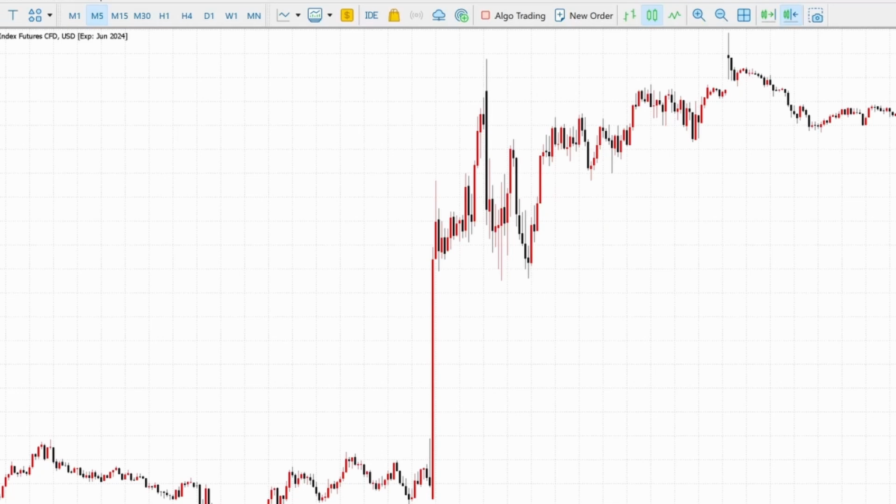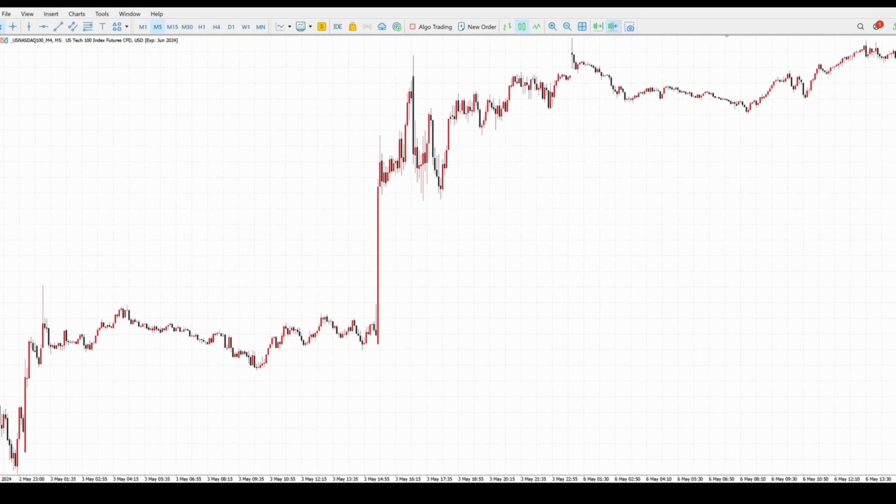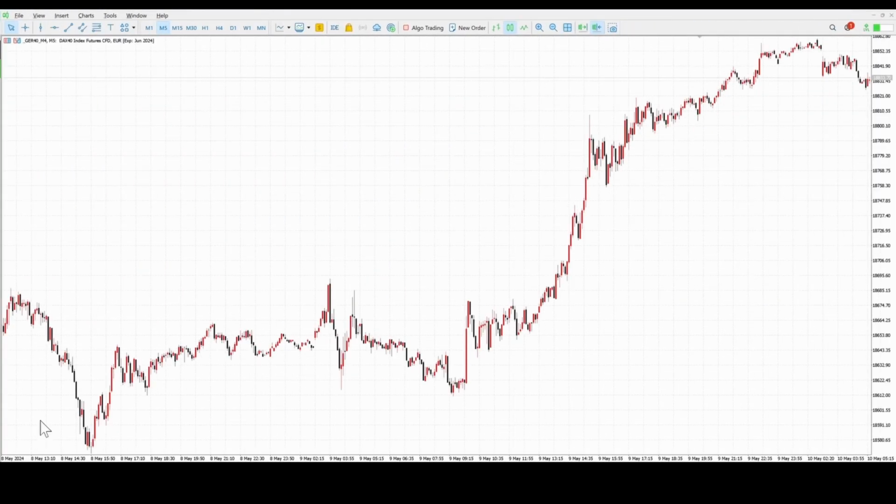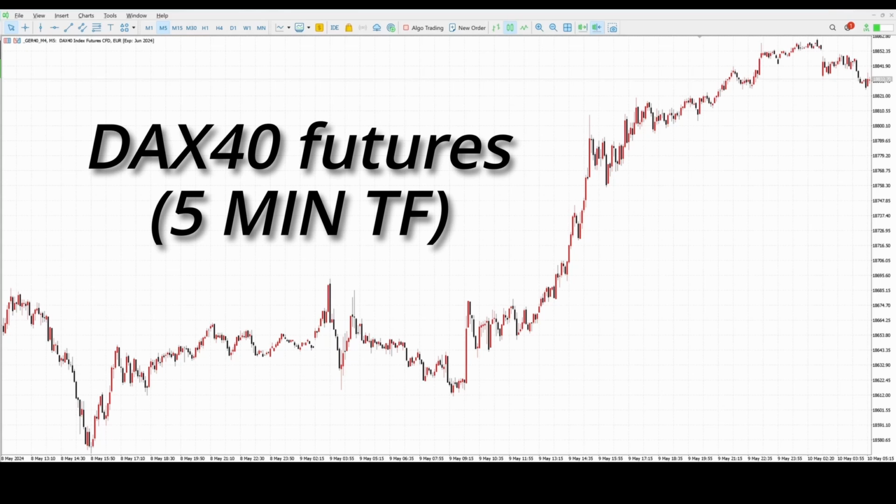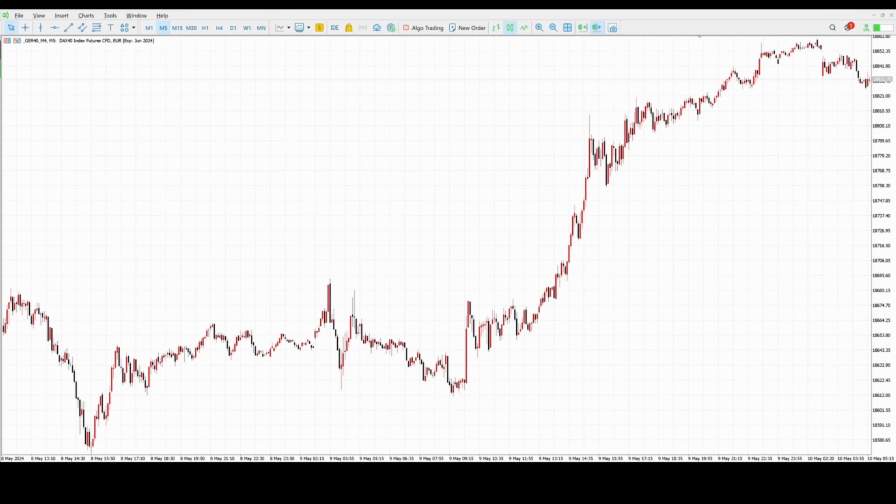Let's quickly switch to another market to see what kinds of waves form there. It is the DAX 40 futures index on the 5 minutes time frame. As you can see, from the very beginning, the market produced many strange waves.